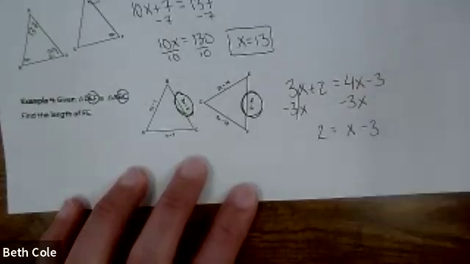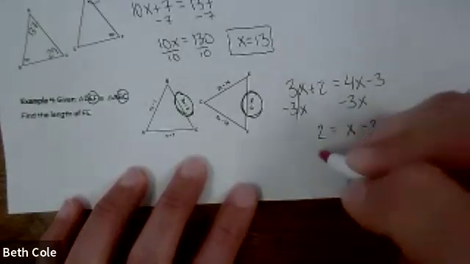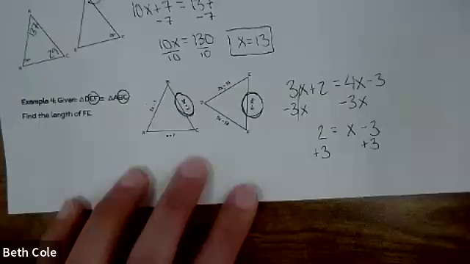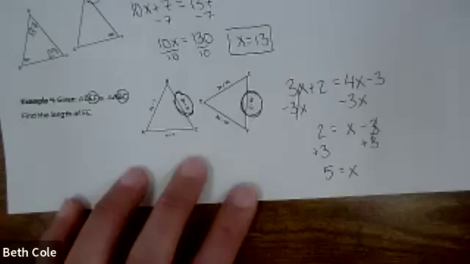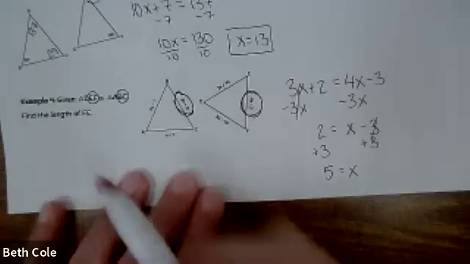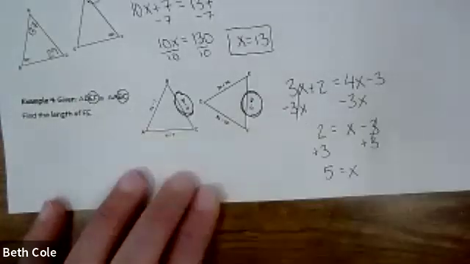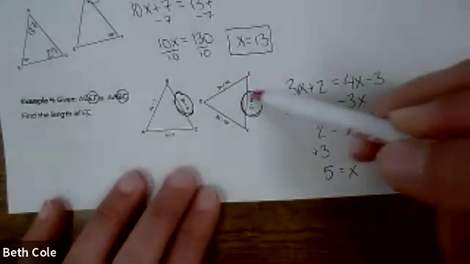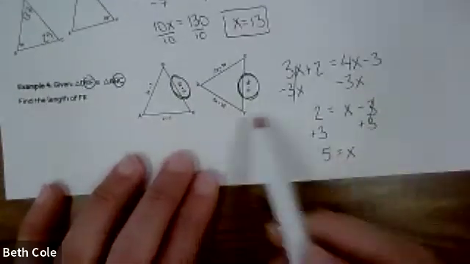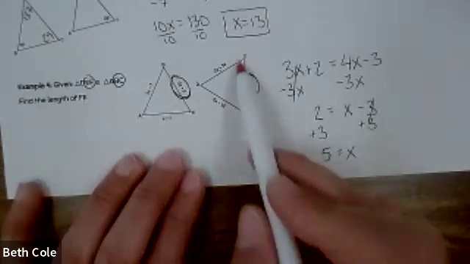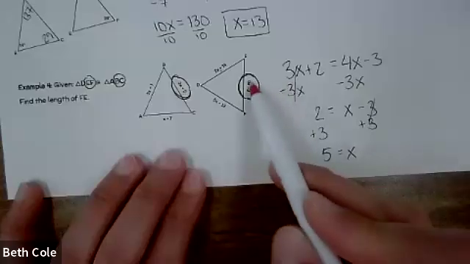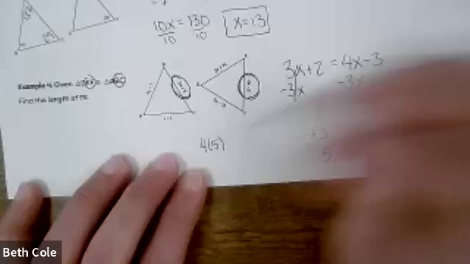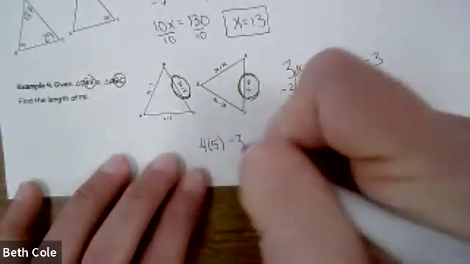Minus 3, perfect. And then add 3, and x is 5. Hold on, did they ask for x? No. What did they ask for? FE. Okay, so you have to look back. FE is right here. How could I use this 5 and get the length of FE that they're asking me for? Put 5 where x is. Perfect. So it'll be 4 times 5 minus 3.